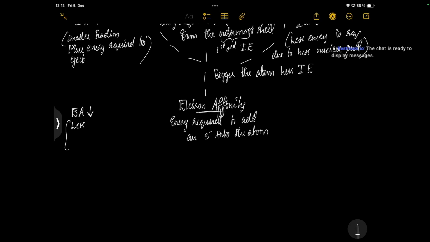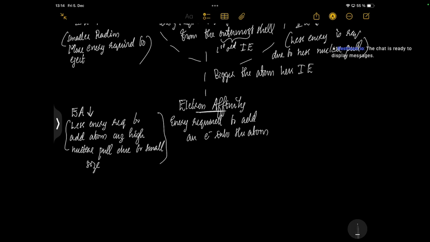less energy is required to add an electron to the atom, because of high nuclear pull due to small size. Smaller atoms have higher nuclear pull from the center, or from the protons, so it's easier to add an electron, if you know what I mean.